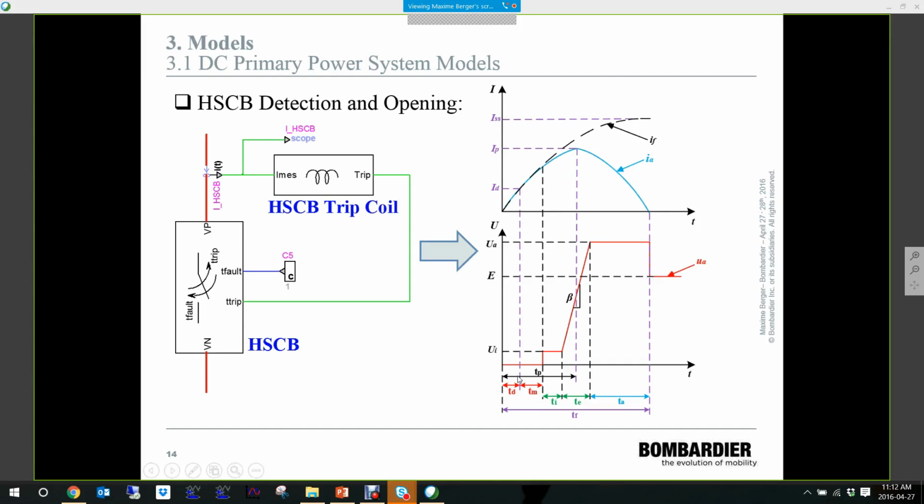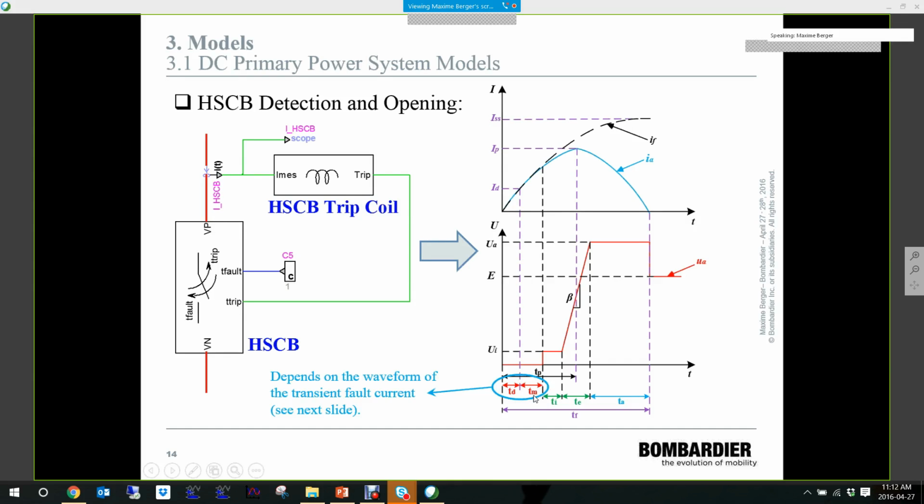And one important thing that I mentioned earlier is that the detection time and the mechanical opening delay of the circuit breakers depend on the waveform of the transient fault current, and they need to be considered somewhere in the model, and this is what the HSCB trip coil model is taking. This is where it is taken into account.